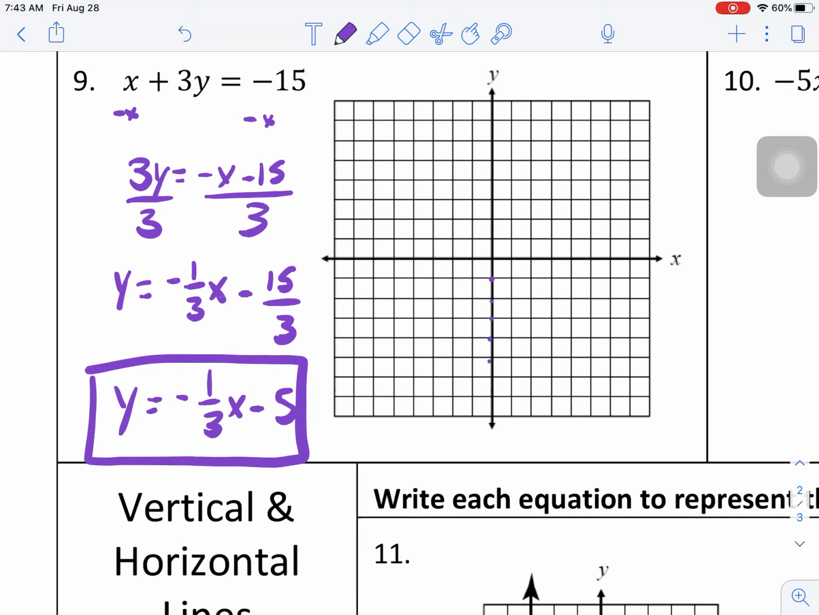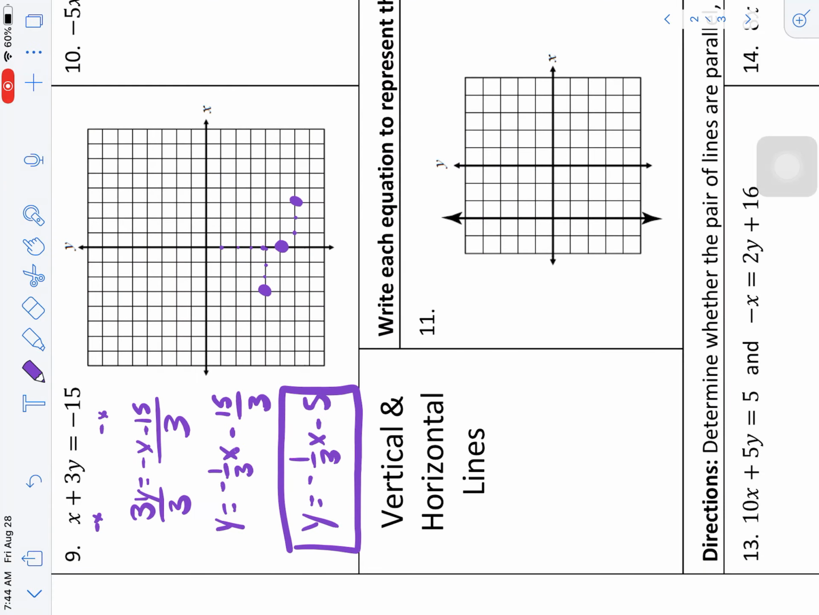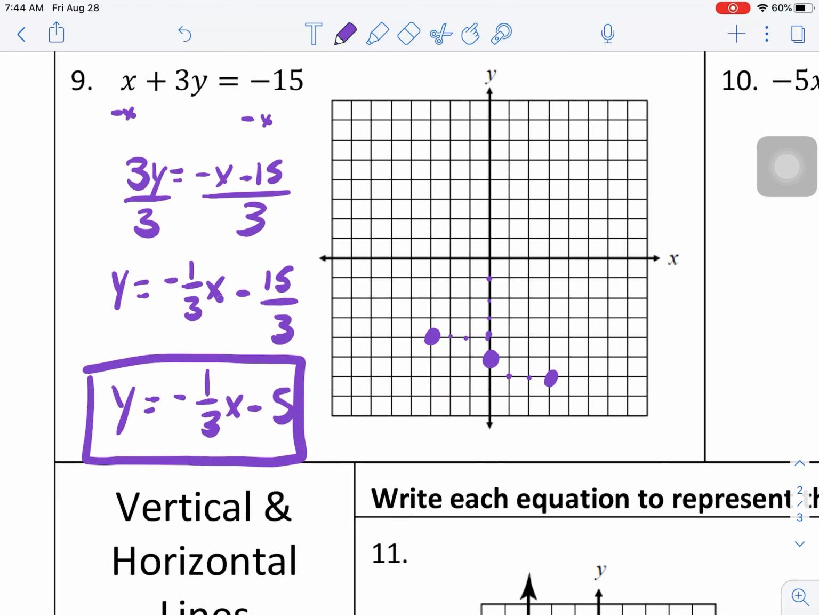So down 5, 1, 2, 3, 4, 5, graph it. And then now the slope is down 1, right 3. 1, 2, 3. Or we could go up 1, left 3. So up 1, 1, 2, 3. And again, the slope is negative here. Sorry, I keep trying to write sideways and it shifts on me there. So the slope is negative, so you should be going down from left to right instead of up from left to right. And it looks like that is a negative slope.